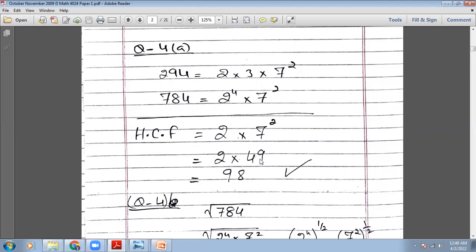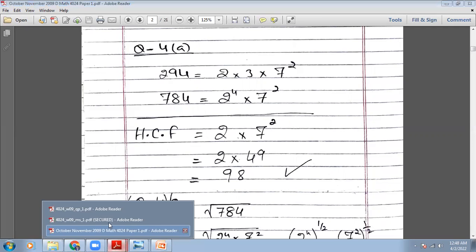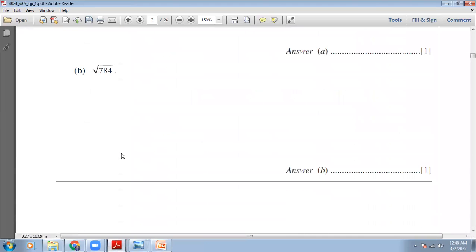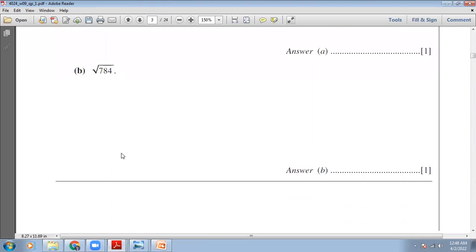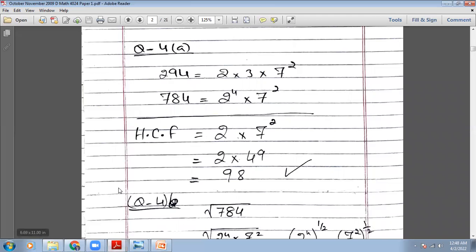So you will have 2 into 49, and that will be 98. So the HCF will be 98. That's what they asked you to do. Then they want you to find the square root of 784. The prime factors of 784 are already given, so we have to find their square root.